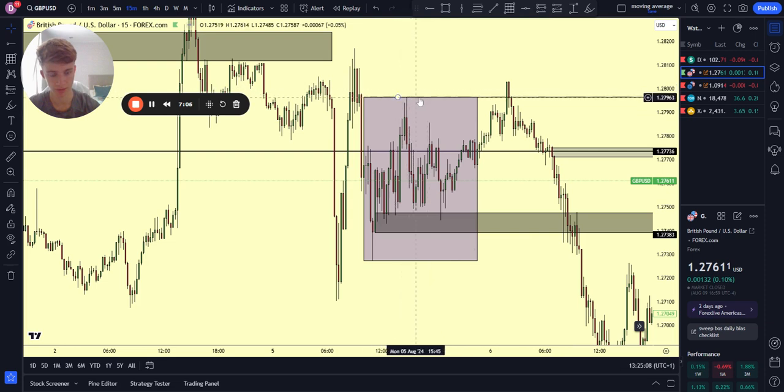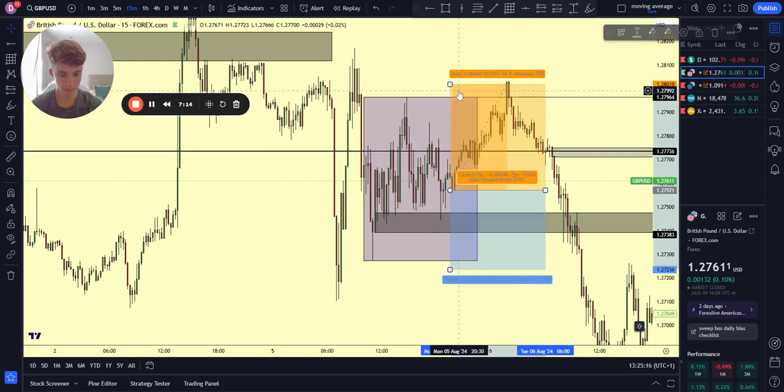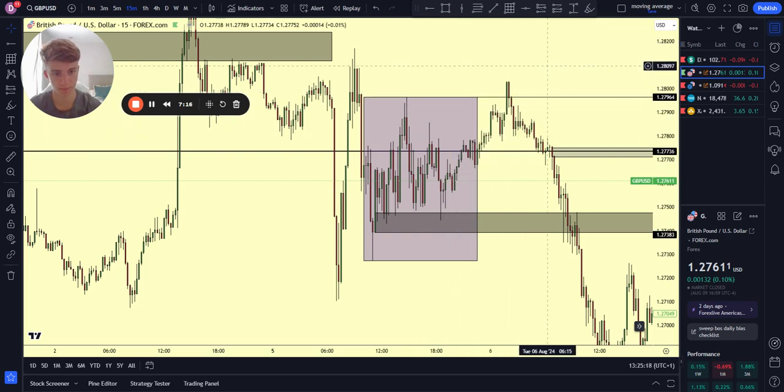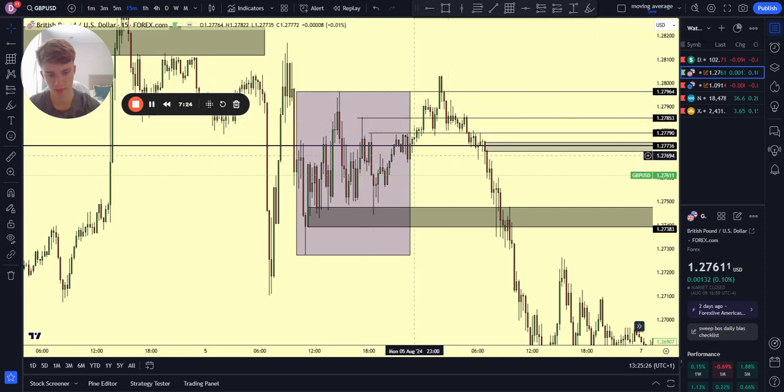Take out this last high and break out of the consolidation. That's exactly what we do. On this last rejection, you can get a buy entry. Target that 45 pips. And then what do we do? Sweep this high, sweep this high. So we're getting multiple sweeps here.